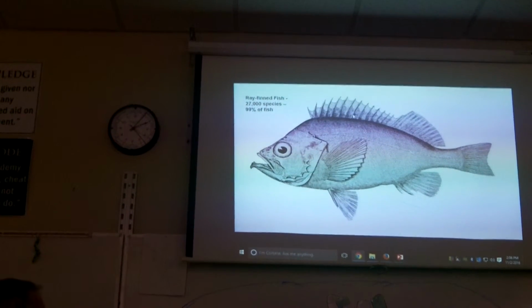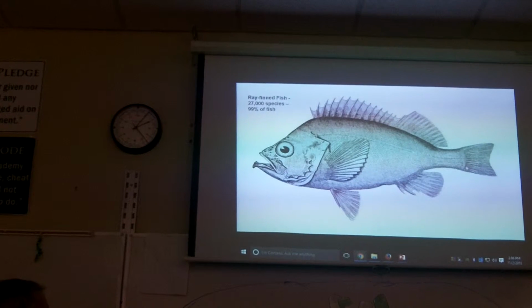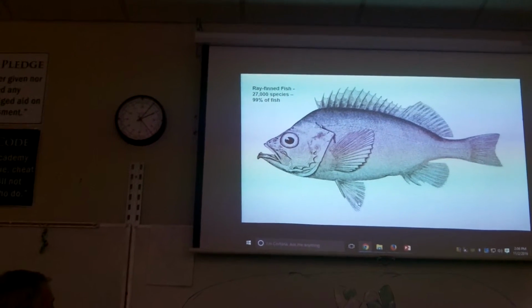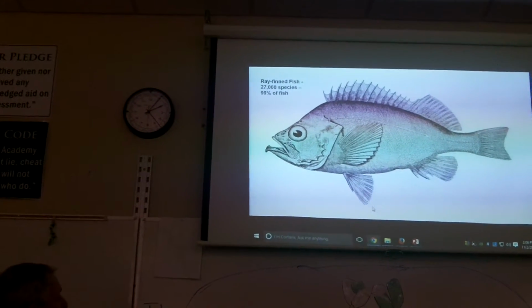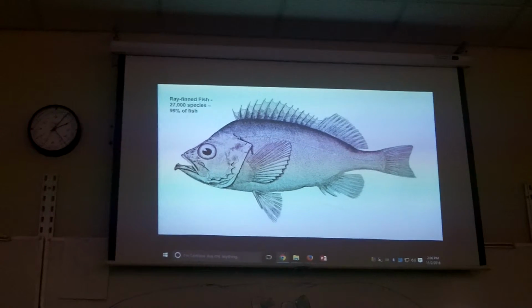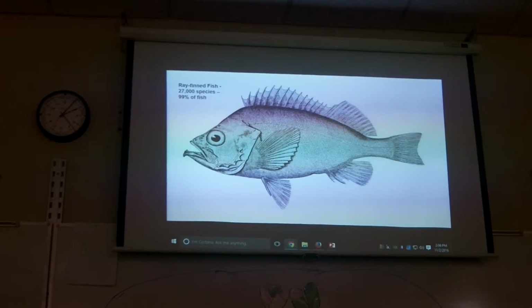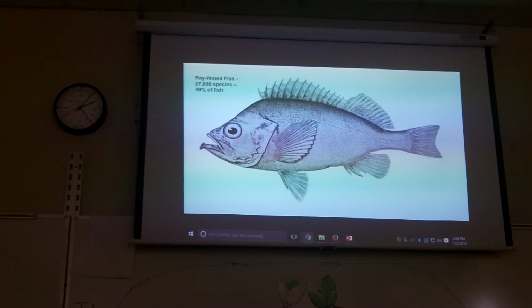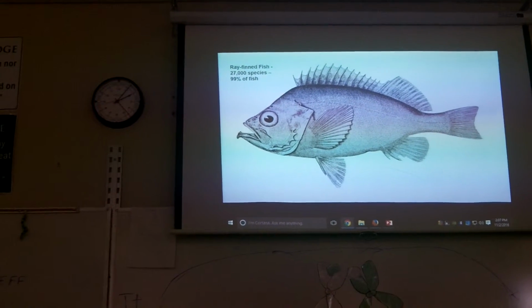Dorsal, caudal, anal, pectoral, pelvic. How do you spell caudal? Caudal. Caudal means tail.